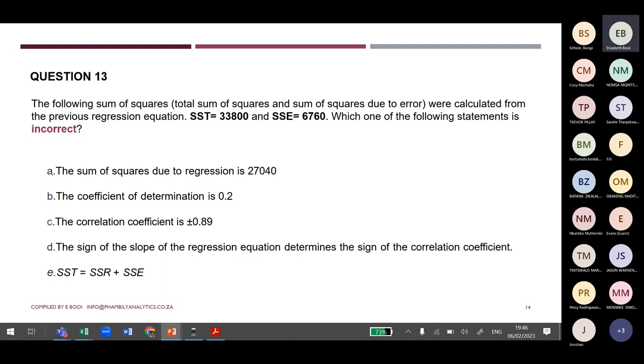So this one, A, it says, what is SSR? Now, to understand what SSR is, you can use the formula of E, because that should be the correct formula that you need to use, because your total variation is equal to your sum of squares of regression plus your sum of squares of errors, which is SSR plus SSE equals SST. And I told you that E is correct because E is just the formula to calculate SST.